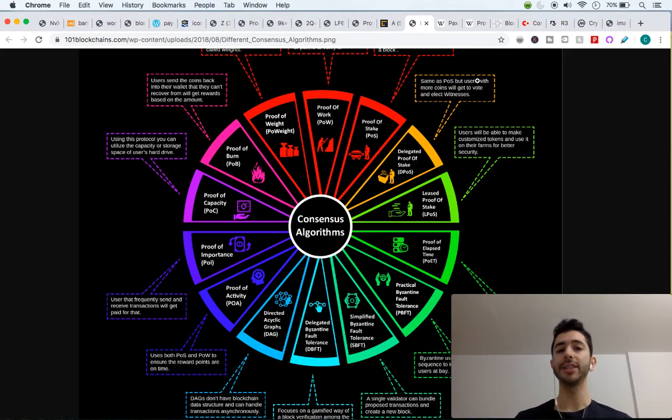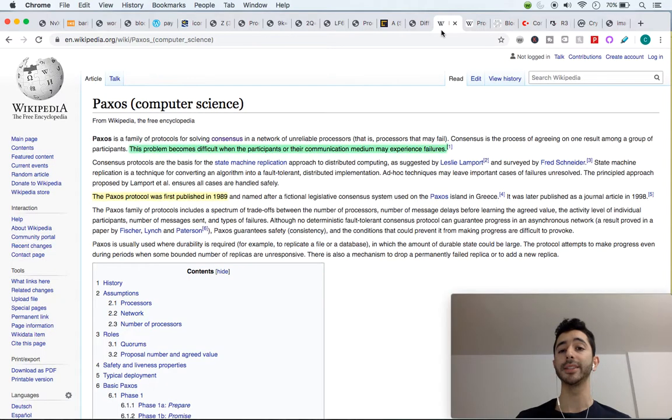Now this whole concept of consensus algorithms, where people can come to an agreement even though they don't know each other or they live far away on different sides of the world, this isn't an invention that came out with Bitcoin and blockchain in 2009. This has been around for quite some time in the computer science space.